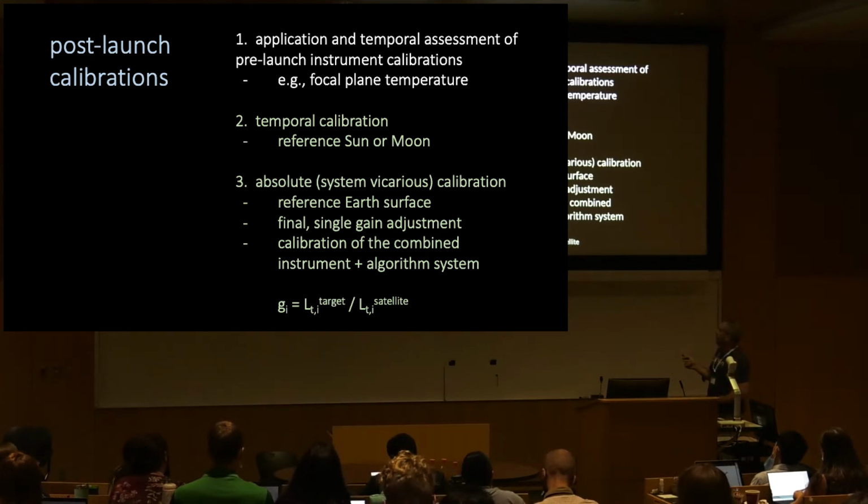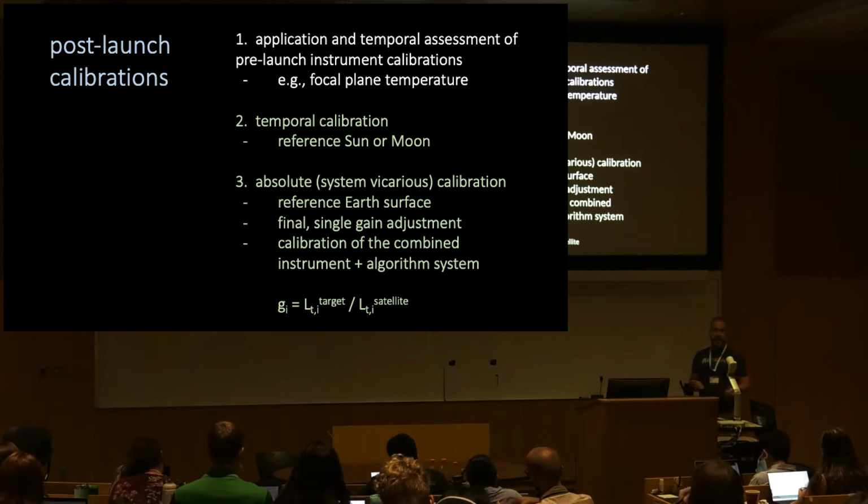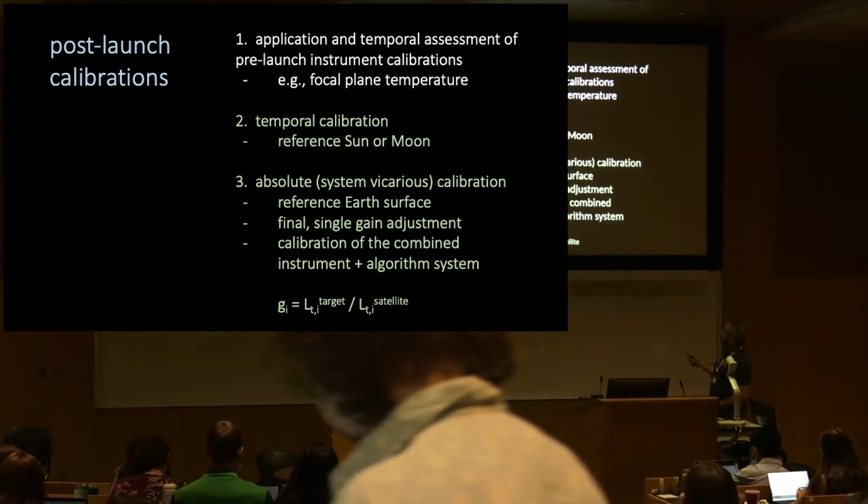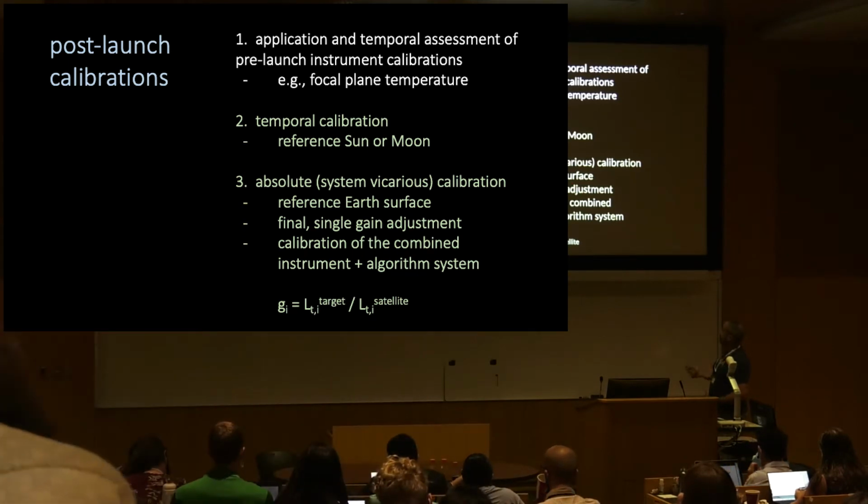The two others are generally unrelated. The first is a temporal calibration. We want to understand instrument performance as a function of time, and I'm not just talking about on a daily cycle, but on decadal cycles. And then there's the absolute system vicarious calibration. For temporal, we're referencing the sun or the moon. For absolute, we're generally referencing something on the Earth's surface.